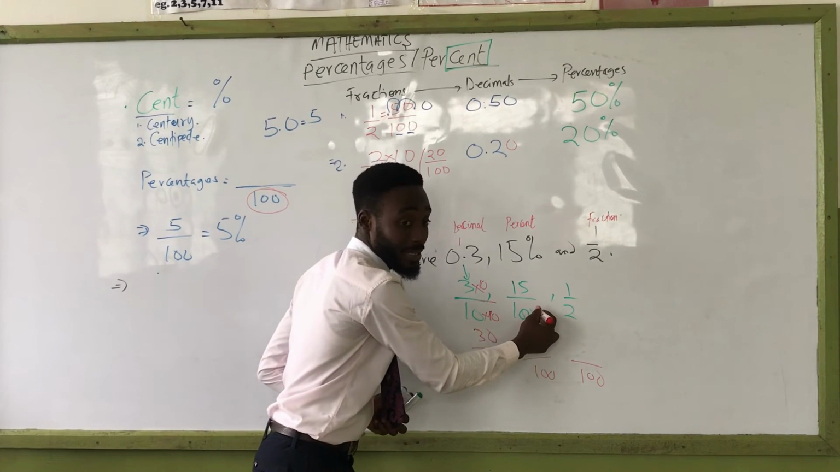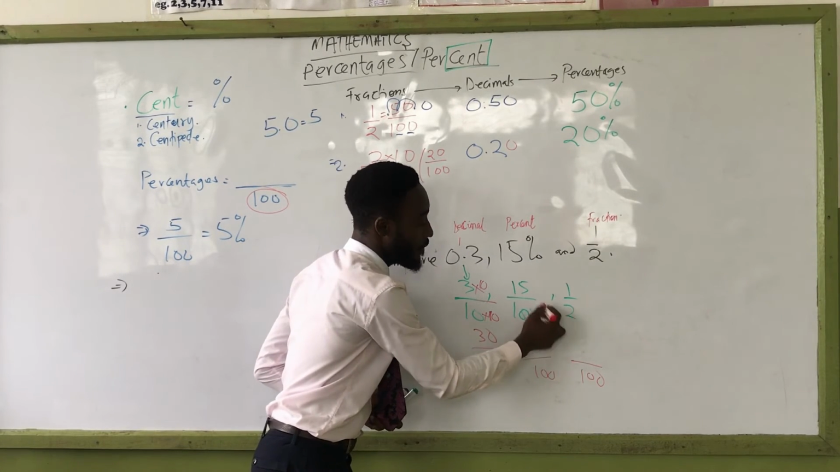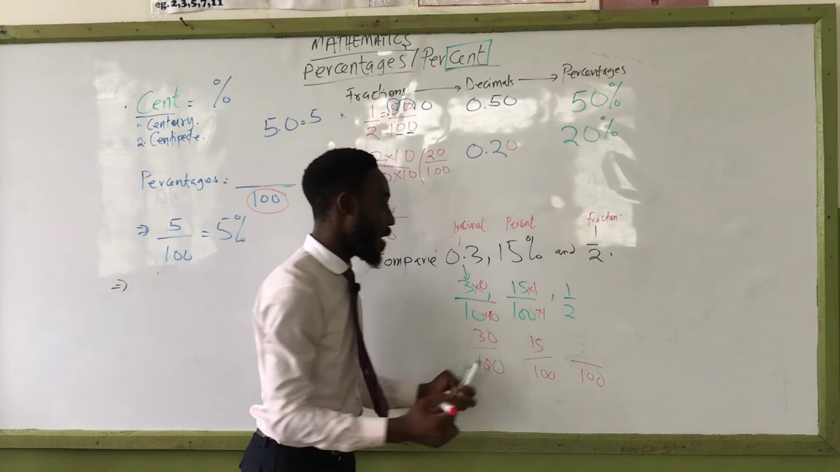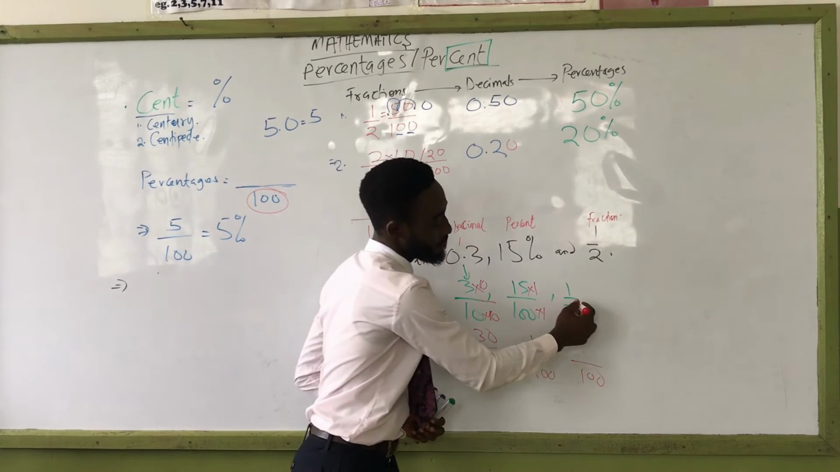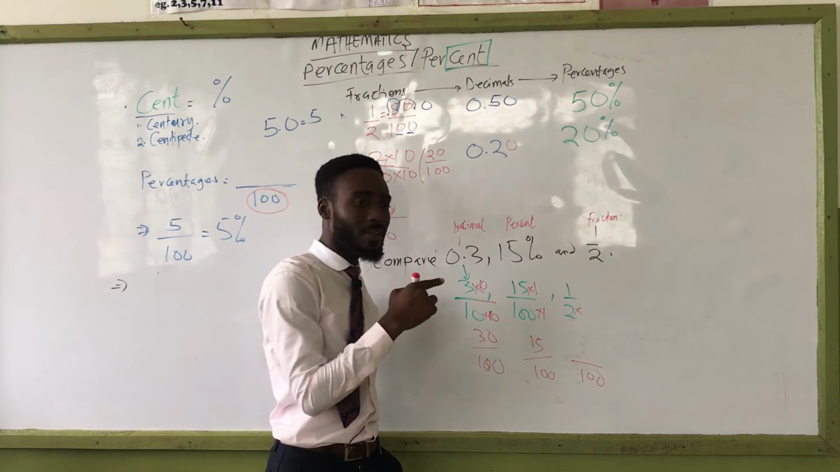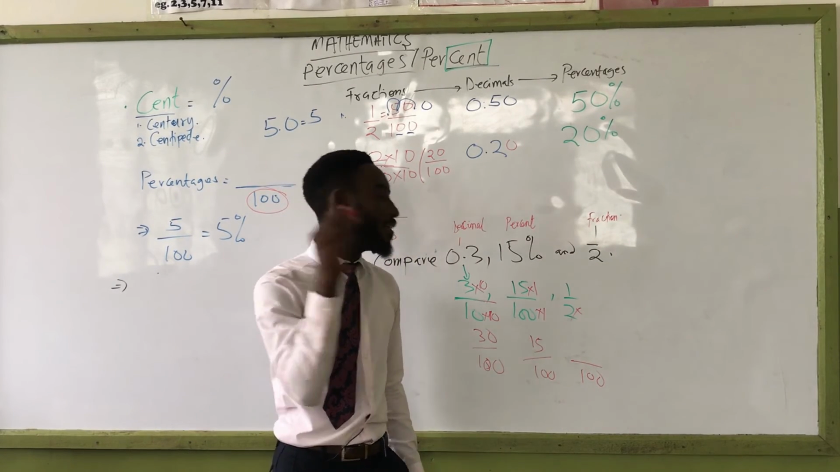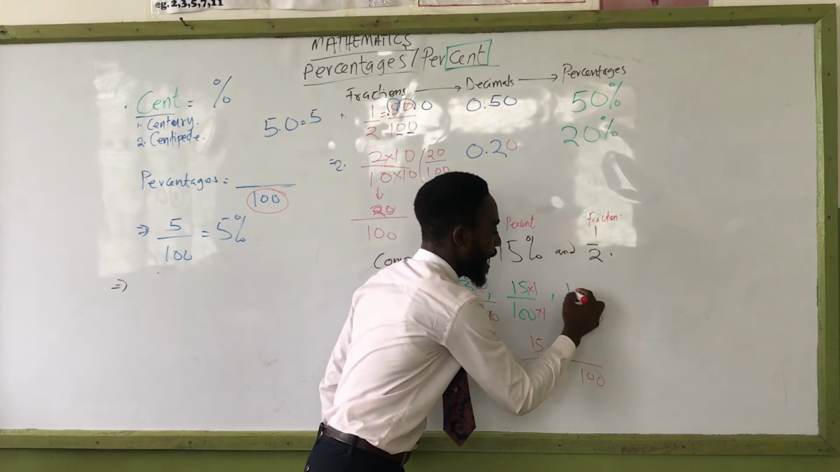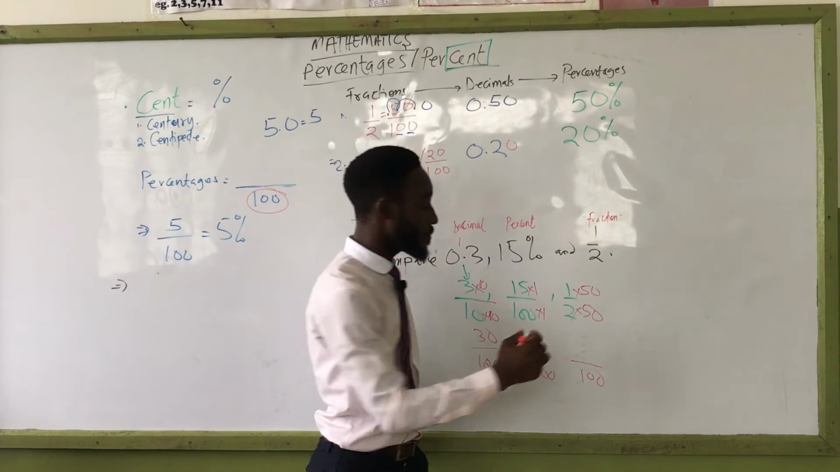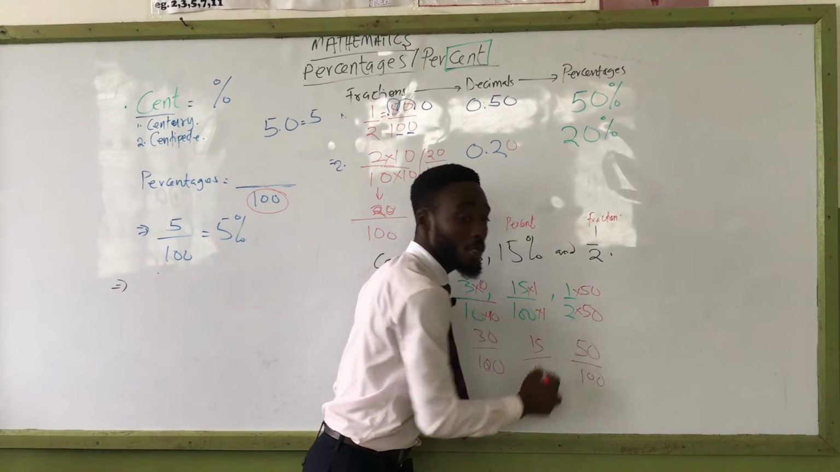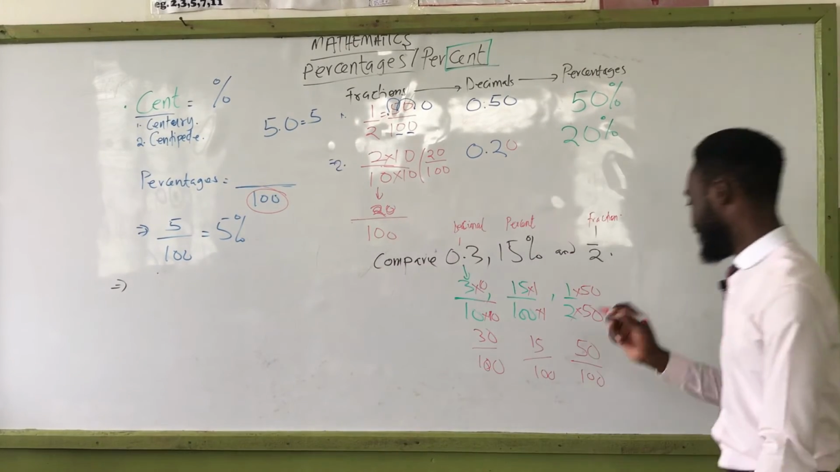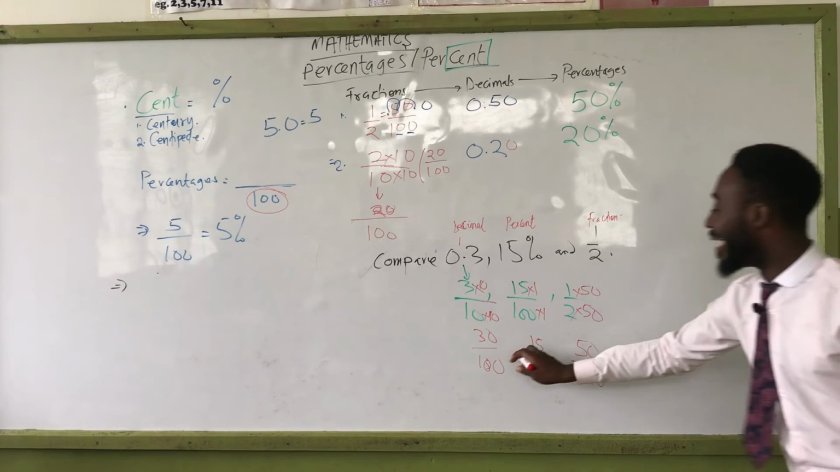100 is here already, so 100 times 1, and 15 times 1 still gives us 15. Then 2 times what gives us 100? 2 times 50. And the same thing for the top: 1 times 50, so that would be 50 over 100. Can we compare now?